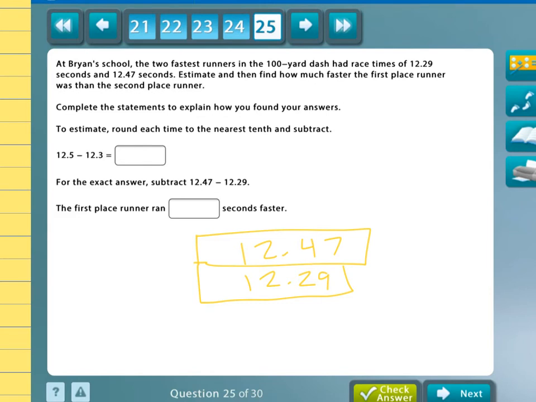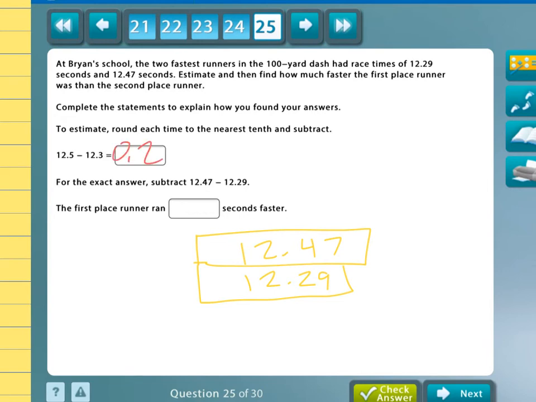We have 4 here. We look to the right, that's 7. That's going to round up to 12.5. And this one here, you have 2 here, 9 next to it, that's going to round up to 12.3. So if you compare those two numbers, 12.5 and 12.3, you end up with a difference of 0.2.